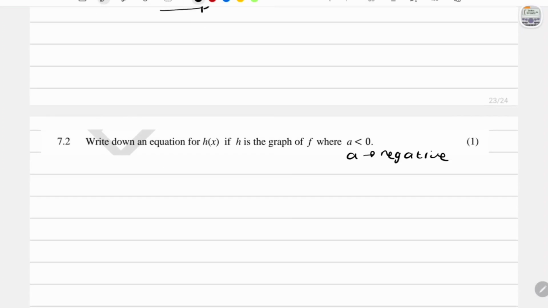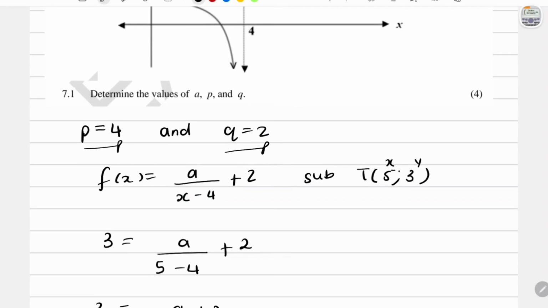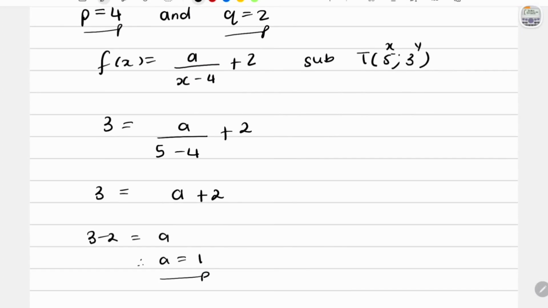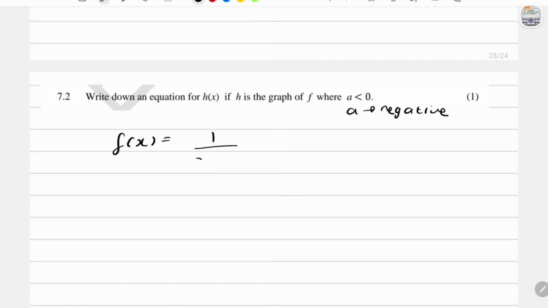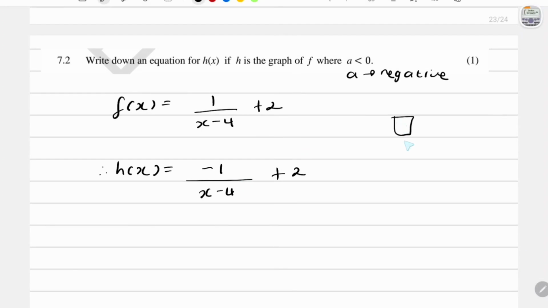Let's just write f of x down first. So our f of x is this. We'll just rewrite everything. So a here was 1, okay? So it was 1 over x minus 4 plus 2. So they're just saying a is negative. So just make a negative. That's all really. So it means h of x is equal to, that becomes a -1 over x minus 4 plus 2. Now with this -1, the way fractions work, right? If a fraction is negative, it doesn't necessarily mean the negative belongs to the numerator. It can belong to the numerator, the denominator, or in the middle.